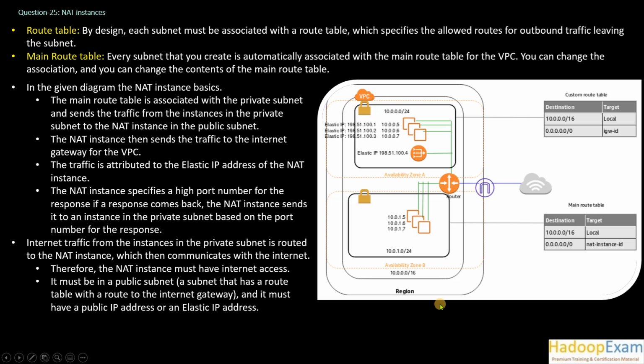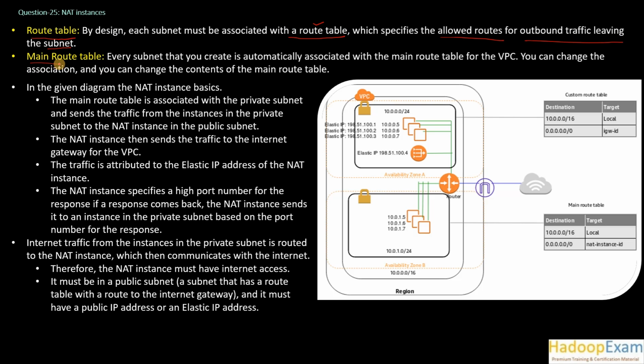So now let's start. First talk about the route table. Basically by design each subnet must be associated with a route table, which we have already learned previously, correct. A subnet cannot exist without a route table, that is mandatory. As for the route table, you can create your custom route table, or you can use the default route table provided at the VPC level itself, which specifies what routes are allowed for outbound traffic leaving the subnet. That is what is defined in the route table.